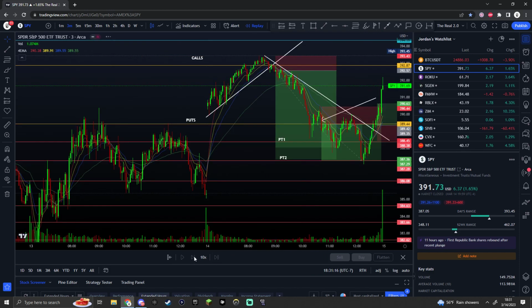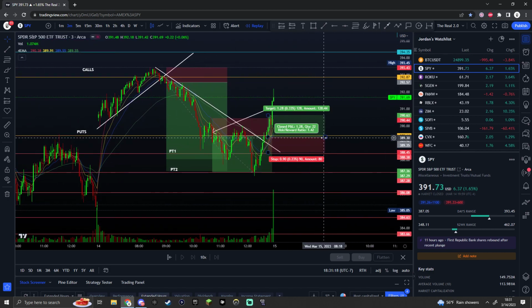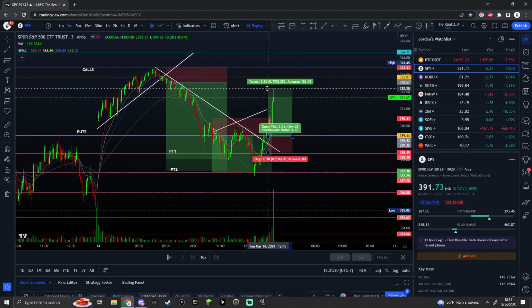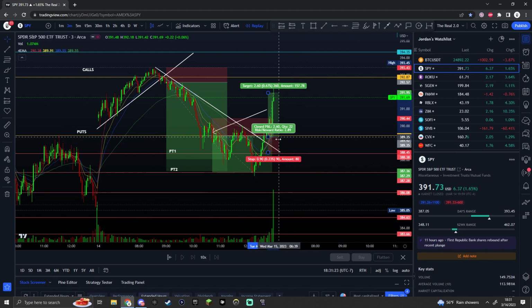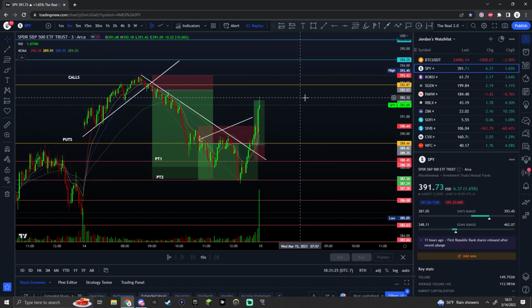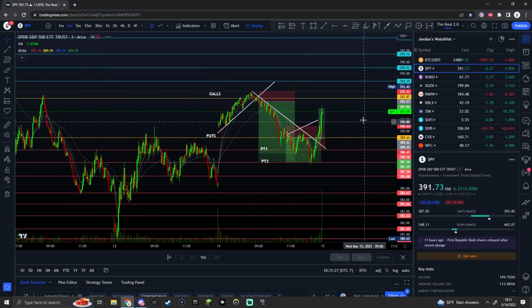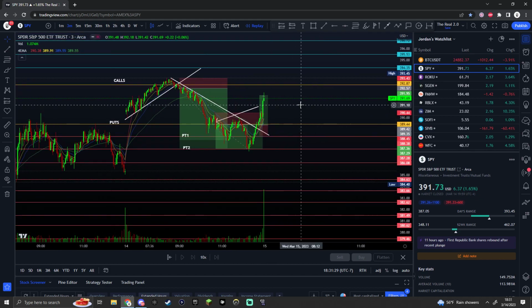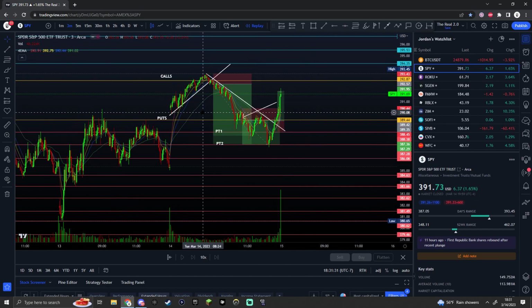So yep, that's pretty good. That would have been some nice money at the end of the day. But yes, that is pretty much how to chart breakouts and key levels.